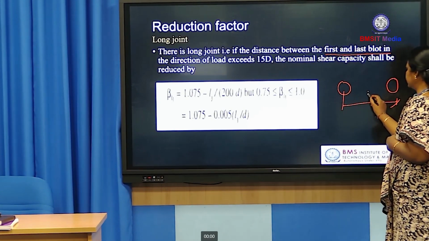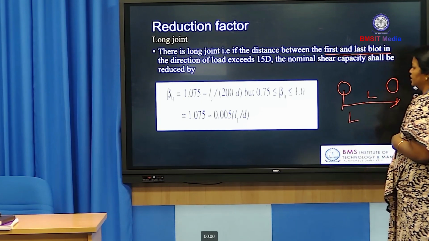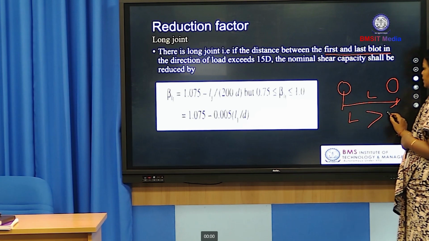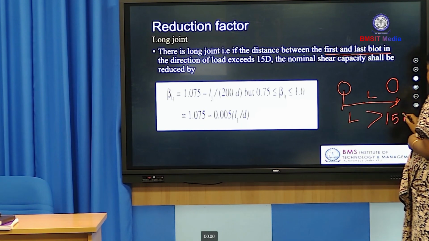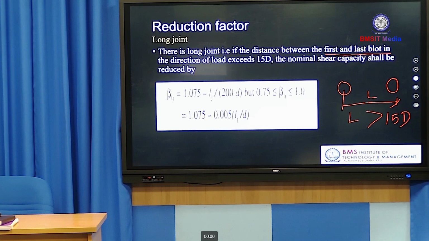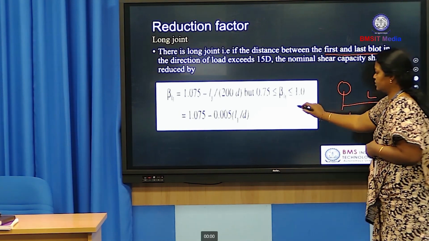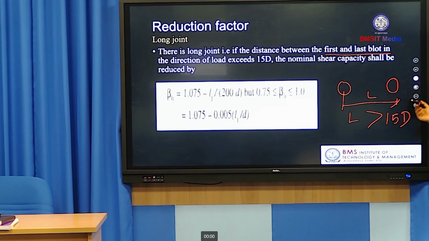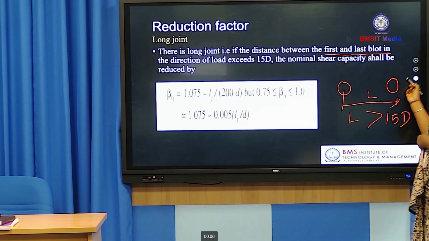Okay, this distance greater than 15 times the diameter of the bolt. If this condition is satisfied, we have to use this reduction factor. Due to this long joint, the shear capacity of the bolt will be reduced. So, L greater than 15d, what is this L? The distance between the first bolt and the last bolt.